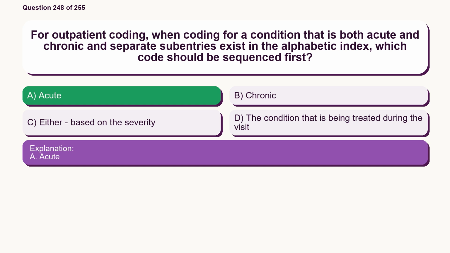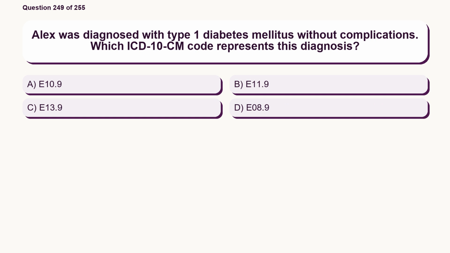Question 249. Alex was diagnosed with type 1 diabetes mellitus without complications. Which ICD-10-CM code represents this diagnosis? Option A, E10.9. Option B, D11.9. Option C, D13.9. Option D, D08.9. The correct answer is option A, E10.9.